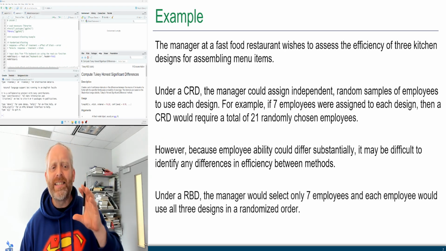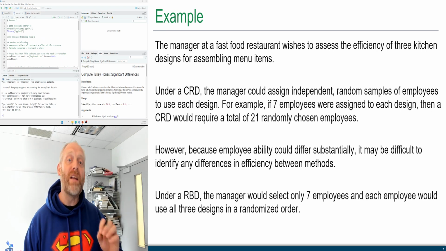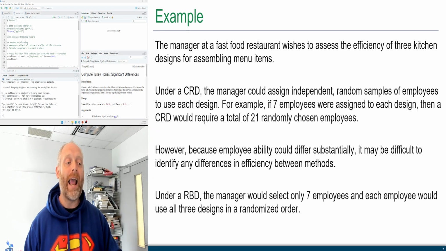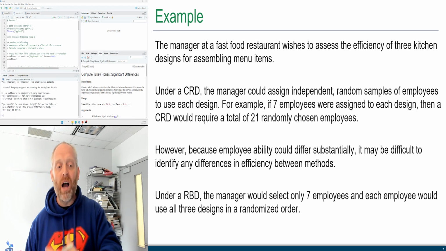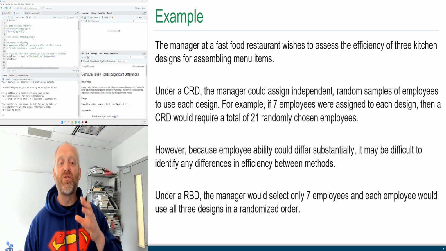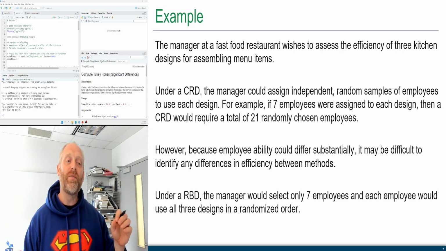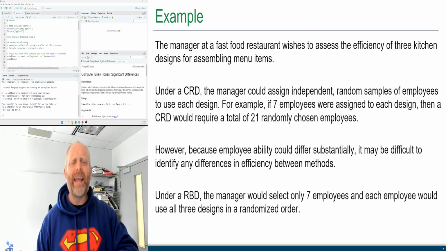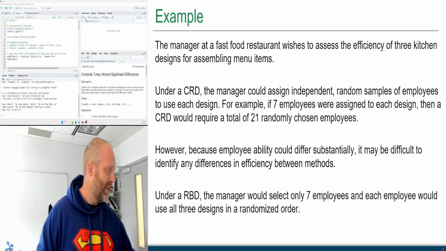Now, if we take that similar approach, but this time under a randomized block design idea, the manager would say, let's only select 7 employees. Each employee would represent a block, and each block would see each one of the treatments. So each of those 7 employees would see each one of those different designs in a completely random order. There we go.